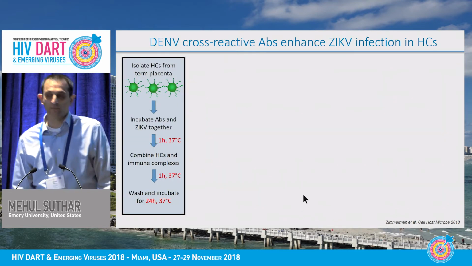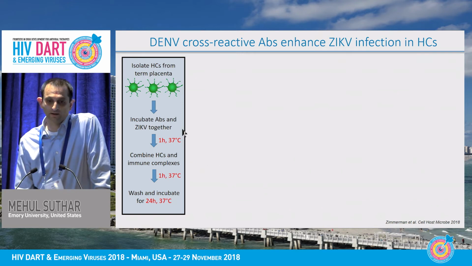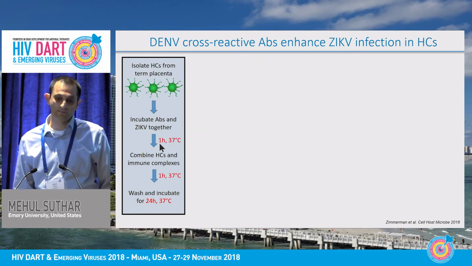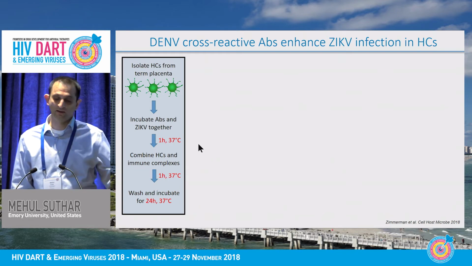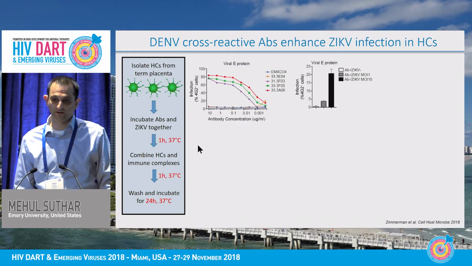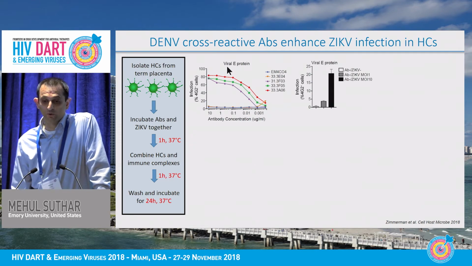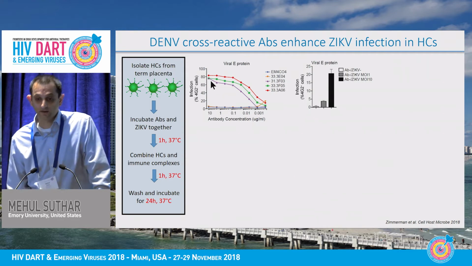So what we can do in our laboratory is we can take term placenta, we can isolate these Hofbauer cells, we then generate immune complexes with Zika virus and antibody. We combine these with our Hofbauer cells, we wash and incubate, and then analyze virus replication within these Hofbauer cells in a variety of different methods. First and foremost, we can look at E protein staining to look at the frequency of infected cells, and what we can show is that we can go from about 5 to 10% infection all the way up to about 80 to 90% infection.